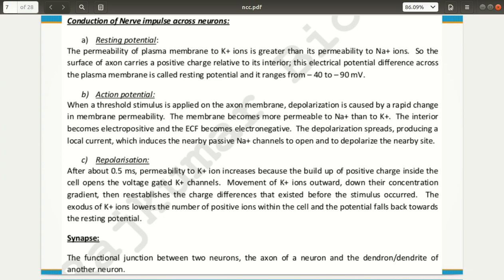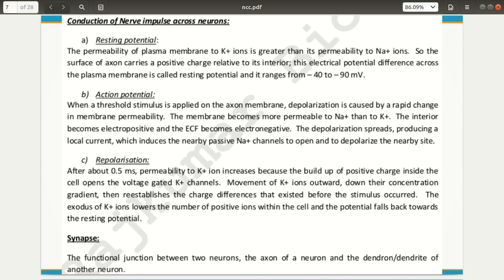The last step in conduction of nerve impulse is repolarization. After about 0.5 microsecond, permeability to potassium ions increases because of the buildup of positive charge inside the cell, and it opens the voltage-gated potassium ion channels. The movement of potassium ions outwards down their concentration gradient then re-establishes the charge differences that existed before the stimulus occurred. The exit of potassium ions lowers the number of positive ions within the cell, and the potential falls back towards the resting potential.